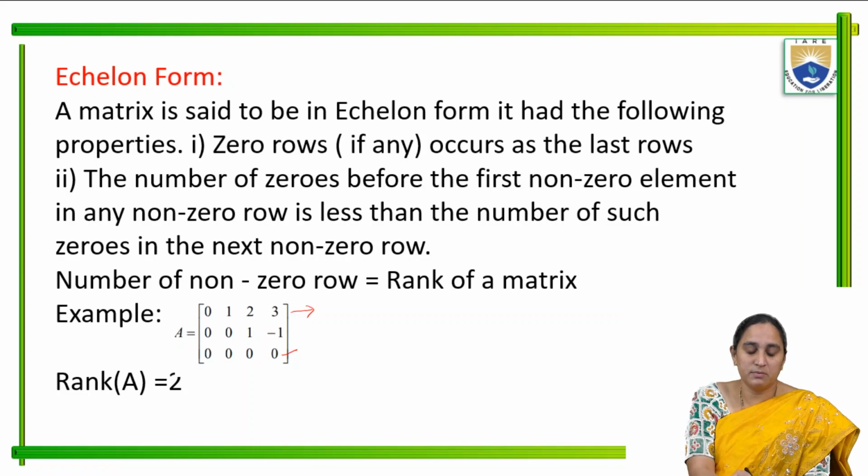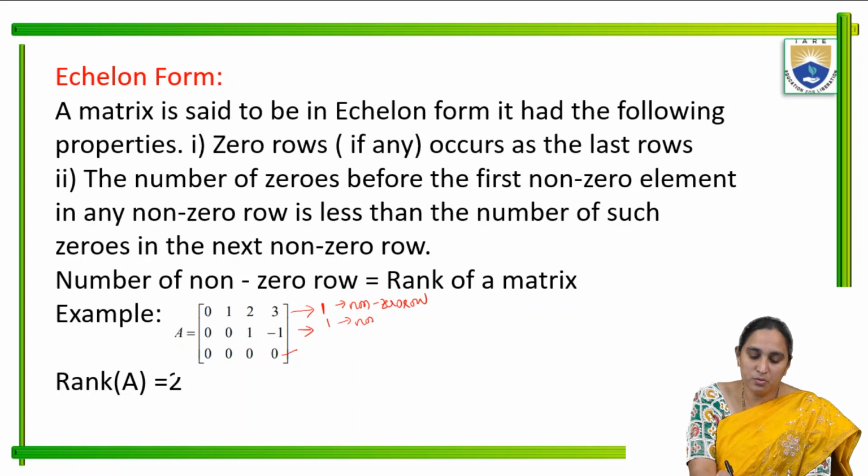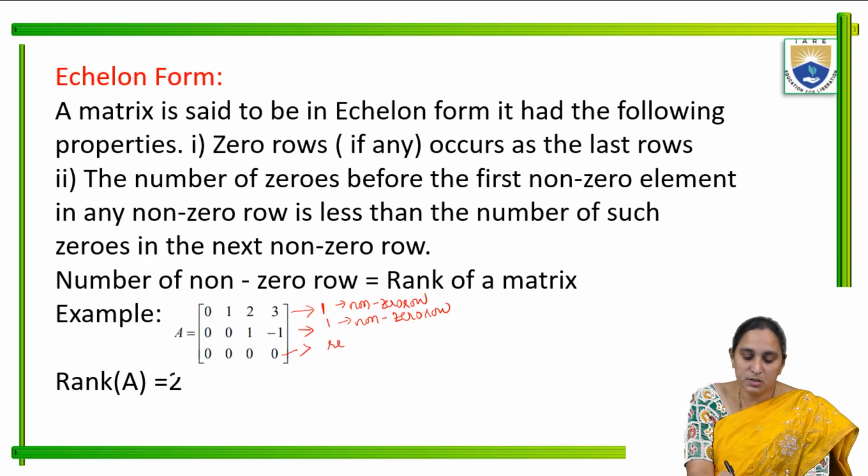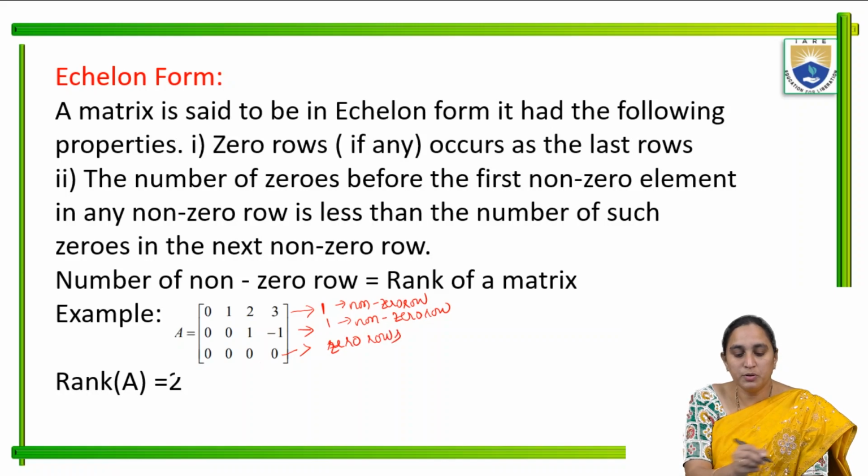What is the meaning of this? This is one non-zero row. And the second row is also one non-zero row. And the third one is completely a zero row. Therefore, how do we define the rank after reducing to echelon form? It is the number of non-zero rows. Here, 1 plus 1 is 2. Therefore, the rank of the matrix is 2.